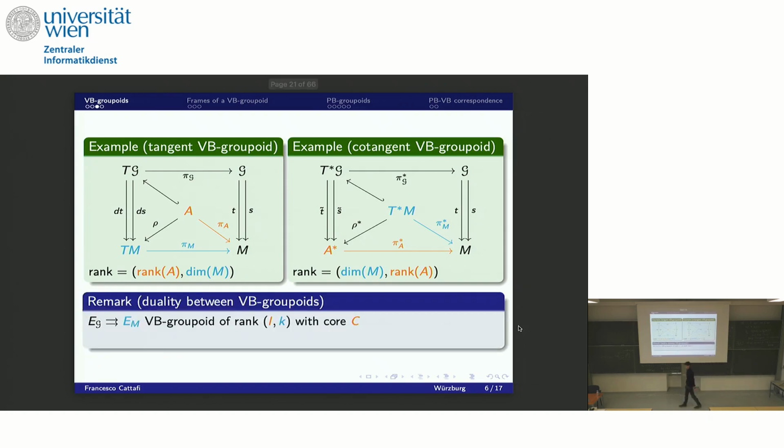This is not a coincidence. As I said, there is really an entire theory of duality for VB-groupoids. So if I start with any VB-groupoid with any abstract core C, then one can define the dual VB-groupoid, which will be a groupoid over the dual of the core, and which has core the dual of the base. That's why, with this nice notation with L and K, the ranks become K and L. All this duality has been treated in the book by Mackenzie or other sources.